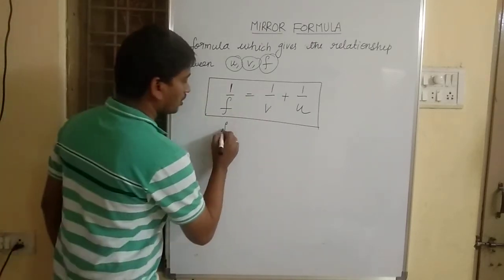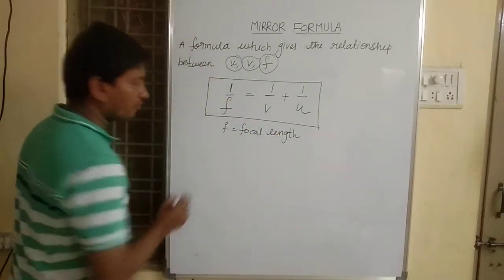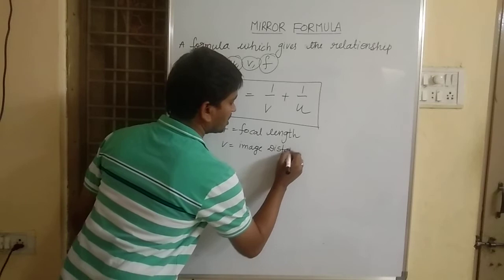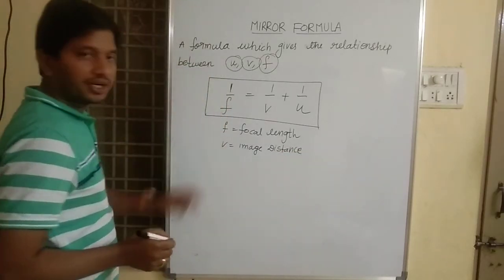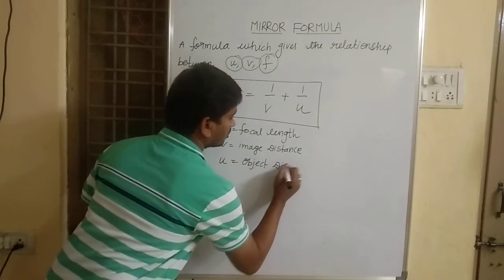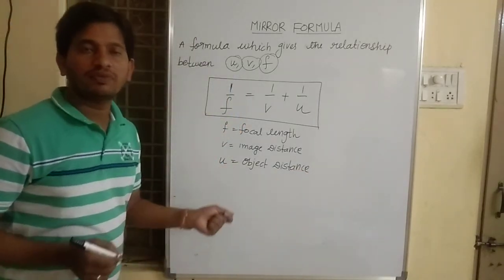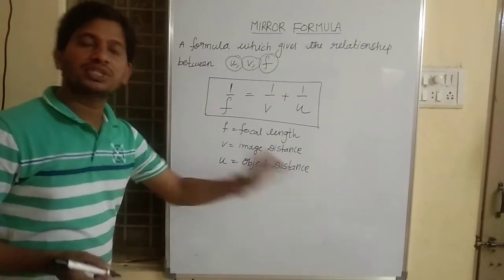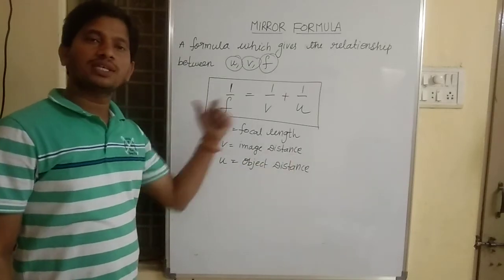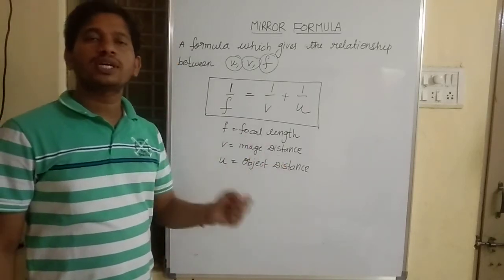What is F here? F is nothing but focal length. What is V? V is nothing but image distance. Image distance is represented by the letter V. And what is U? U is nothing but object distance. The distance between pole and object is known as object distance. The distance between pole and image is known as image distance. The distance between pole and focus is known as focal length.